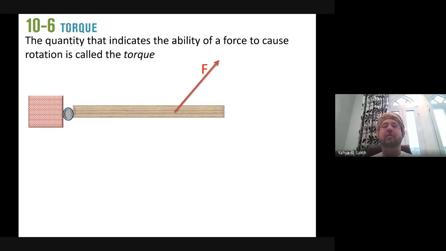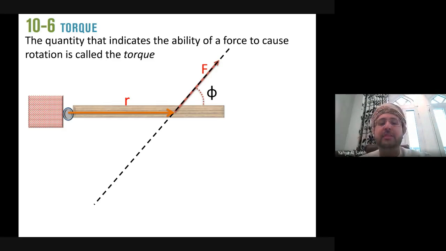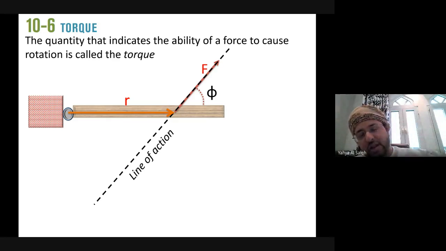Let's take a generalized example of me pushing a door, but instead of perpendicularly, at an angle. Okay, some angle phi. I am pushing at some distance r from the hinge. Now, this dashed line that goes through my direction of the force is what I call the line of action.